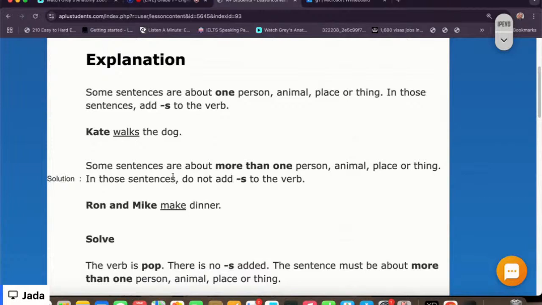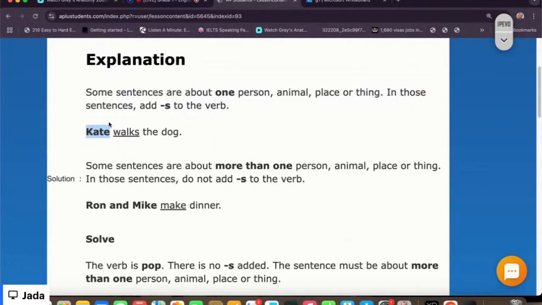All right, so some sentences are about one person, animal, place, or thing. So we know that in those sentences you have to add s to the verb, right? So if you're adding s to the verb, then the subject needs to be what? Singular. So you have to take note of that. If you'll be adding s to the verb, the subject is singular. And then when it's about more than one person, animal, place, or thing, you do not add s to the verb. So the subject will be what?